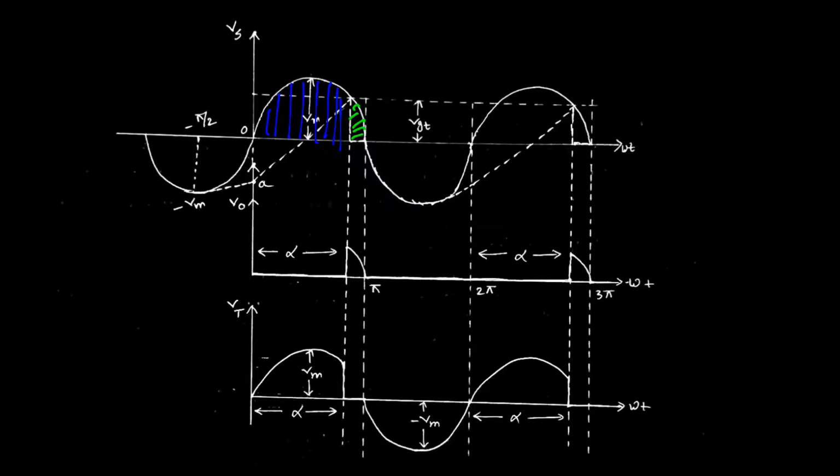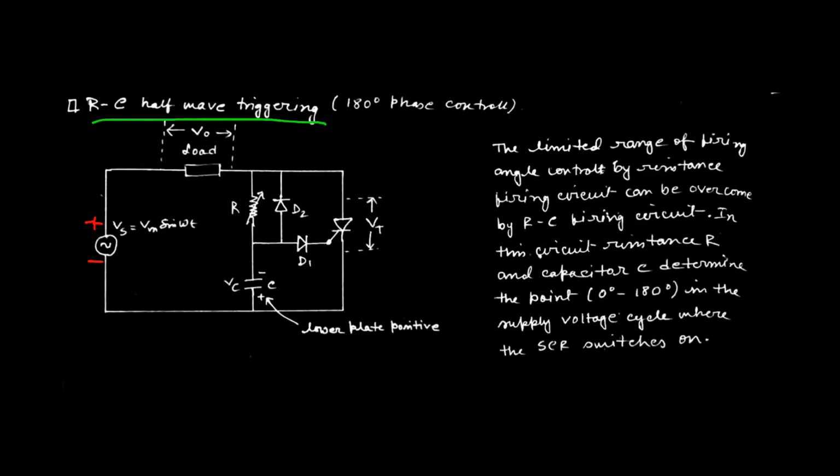And we can overcome the restriction or limitation of using a resistive firing circuit. Now the question is, what will be the maximum value of resistance by which we can design this RC half-wave firing circuit? So go to the previous slide, this one.